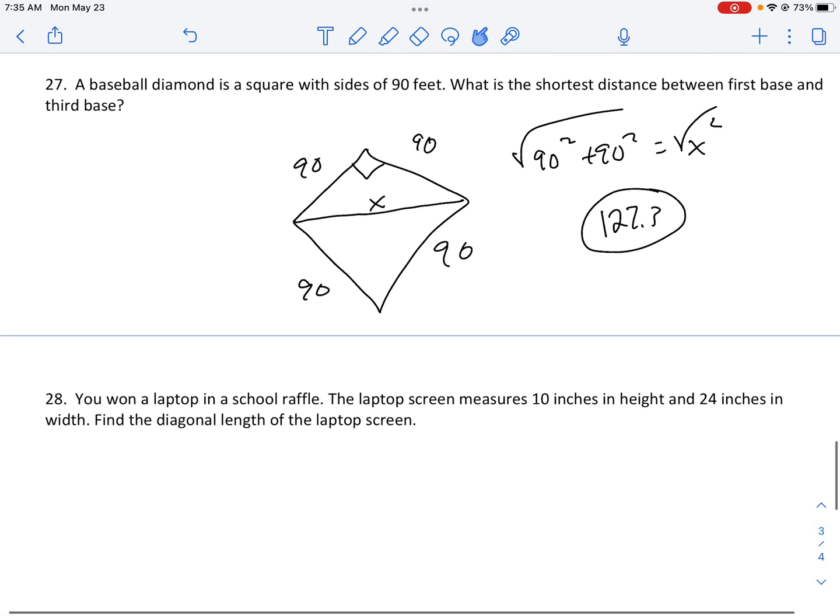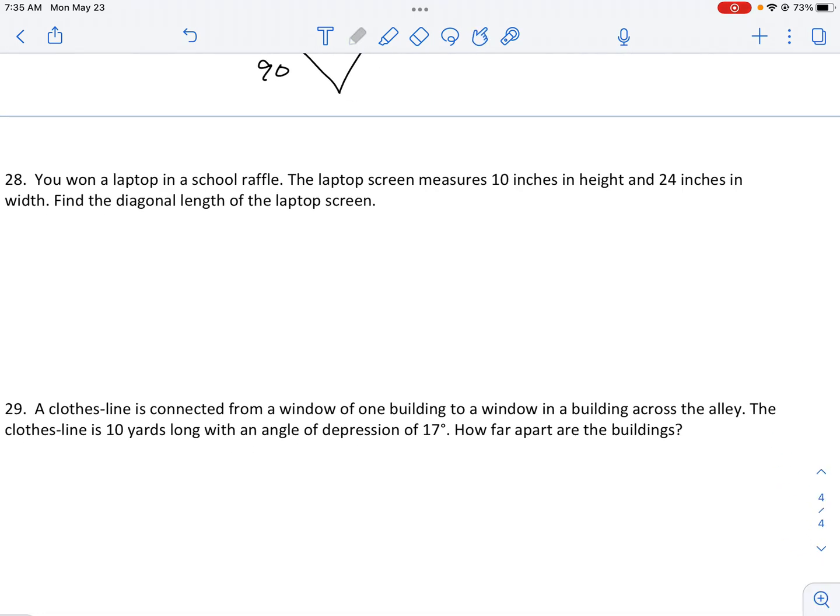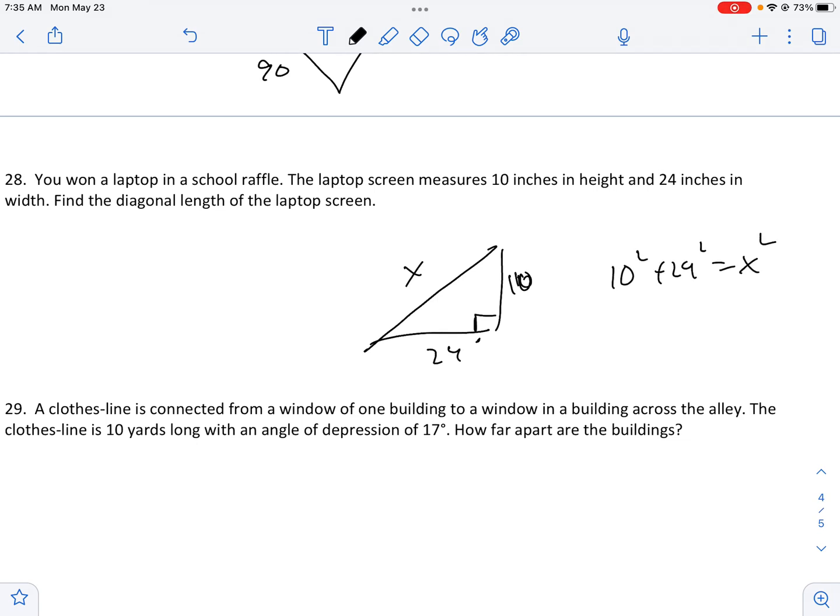All right, 4 more, and then this video's done. Okay, so the flat top screen measures 10 inches in height, 24 inches in width. What is the diagonal of this? Oh, well, that's the right triangle. Take the square root of that, and we get 26.